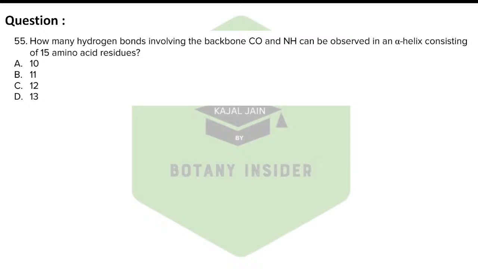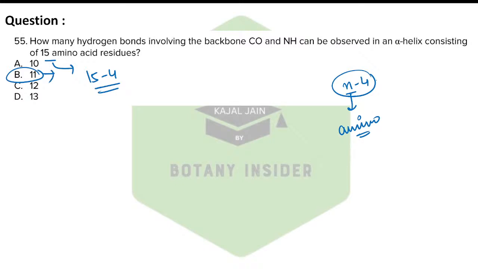Done everyone? Let's see how many hydrogen bonds involving the backbone CO and NH can be observed in the alpha helix consisting of 15 amino acid residues. So it's an alpha helix. The formula for finding the number of hydrogen bonds is n minus 4, where n is the number of amino acids. So 15 minus 4 is 11. This is the formula that you have to remember for finding the answer to this particular question.